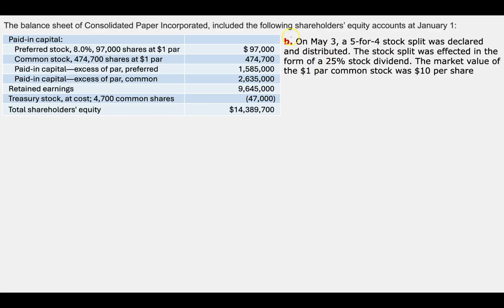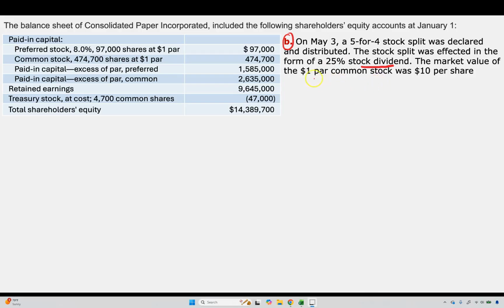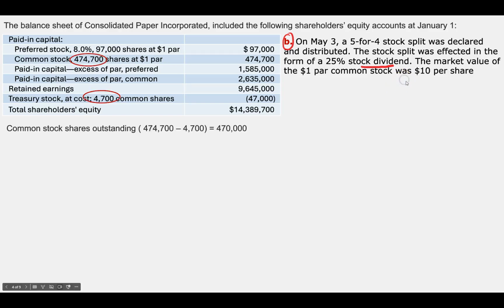Okay, second item B, on May 3rd, a 5-for-4 stock split was declared and distributed. Before we go on, a 5-for-4 means for every 4 shares that you own, now you're going to have 5 shares. So essentially, we've given you a 25% dividend because if I multiply 4 times 1.25, I'm going to get to 5. So the stock split was effected in the form of a 25% stock dividend. So in this situation, they treated the stock split as a stock dividend, and that's how they get their 25%. That's a 5-for-4 split. The market value of the $1 par common stock was $10 per share. So let's see how we go about doing these journal entries.